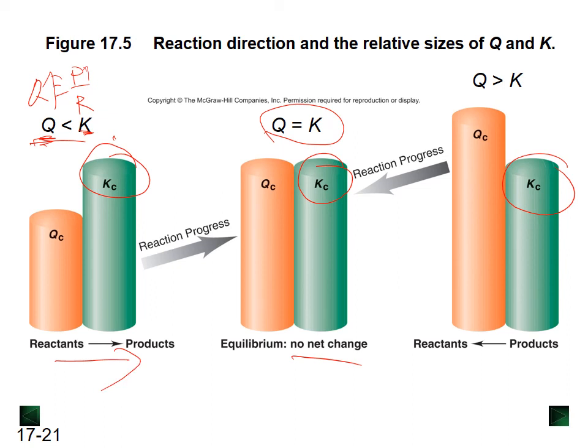Now, if Q is already larger than K, again, the reaction has to proceed so that it will equal K eventually. So go in this direction so that you decrease Q. How do you decrease Q? You must decrease product, increase reactants, and that's the reverse reaction. So the reaction goes reverse.